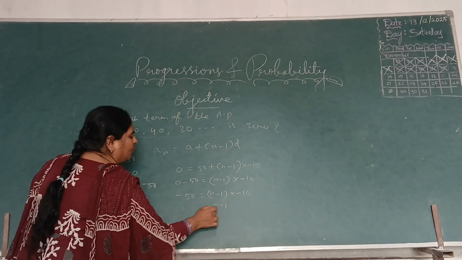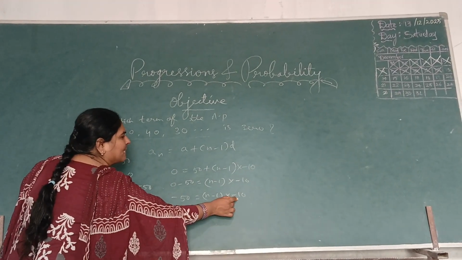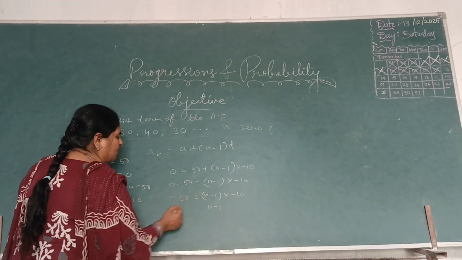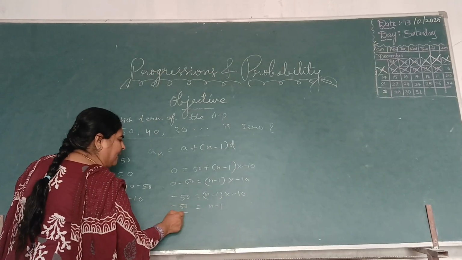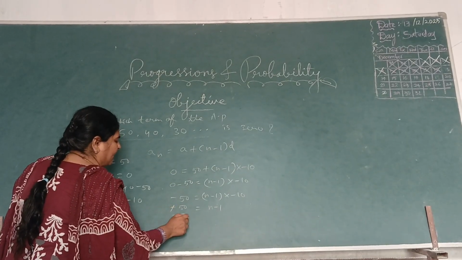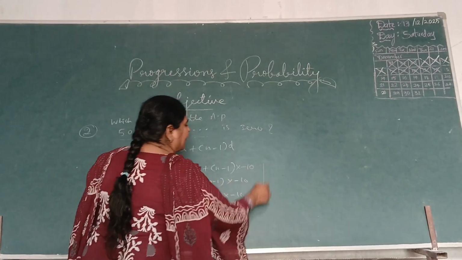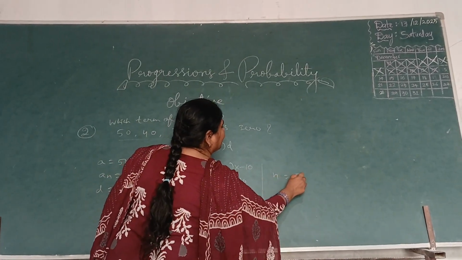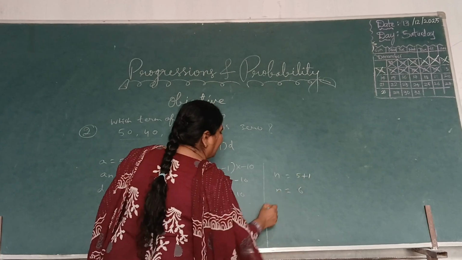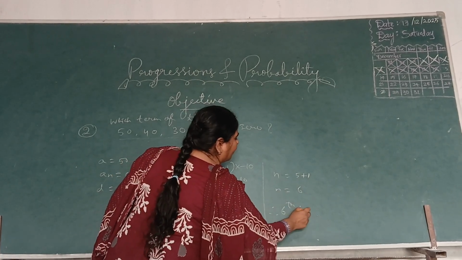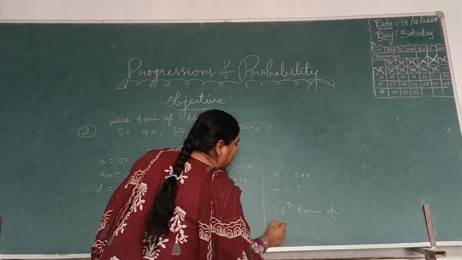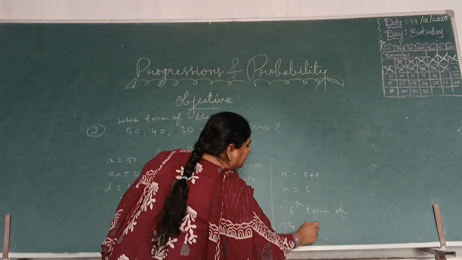Now what do I have to do? I want n minus 1. Minus 10 is multiplied here, so when it comes to the left hand side it becomes division. Very good. Minus minus gets cancelled, 0 gets cancelled. n minus 1 is 5. But I want n, so n is 5 plus 1. n is equal to 6. Therefore, the sixth term of the given AP is 0.